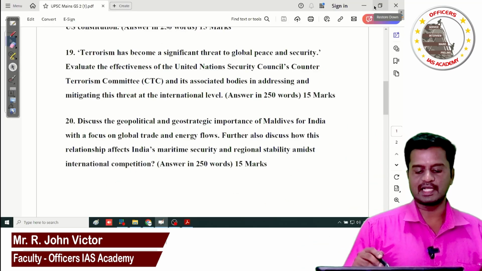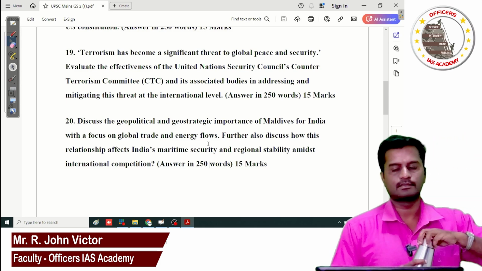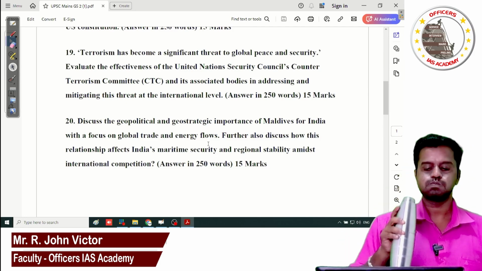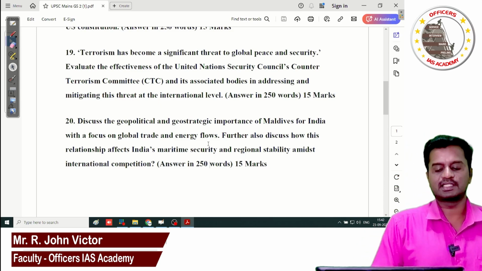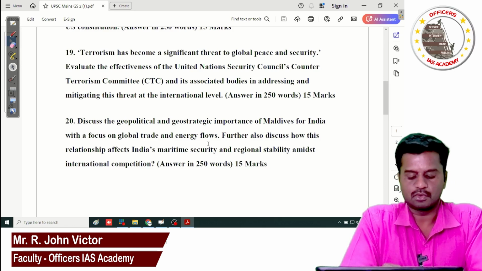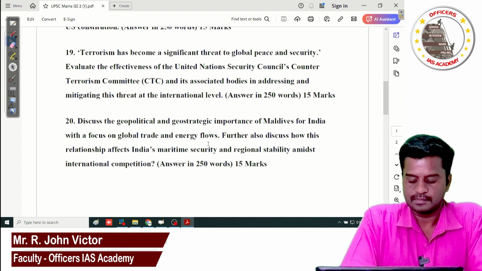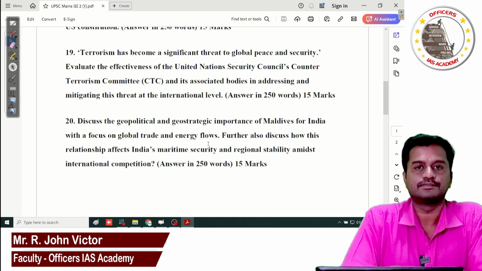We will now solve the last question. Question number 20. 250 words question, 15 marks. Discuss the geopolitical and geostrategic importance of Maldives for India with a focus on global trade and energy flows. Further, also discuss how this relationship affects India's maritime security and regional stability amidst international competition.